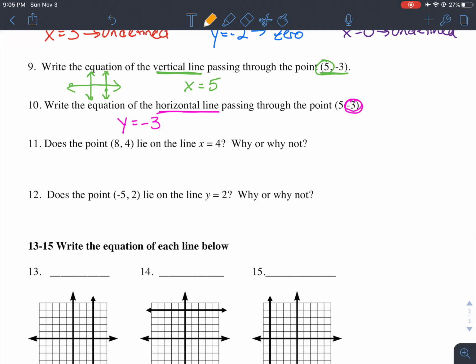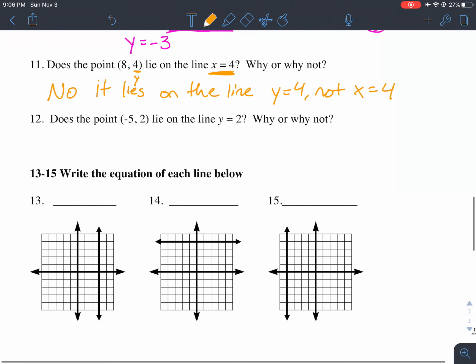Okay, last two of this kind. Does the point 8, 4 lie on the line x equals 4, y or n? Well, here we can see the equation is x equals 4. However, 4 is the y coordinate. Therefore, this is no. It lies on the line y equals 4, not x equals 4. Okay. X equals 4, 4 is the y coordinate, no good.